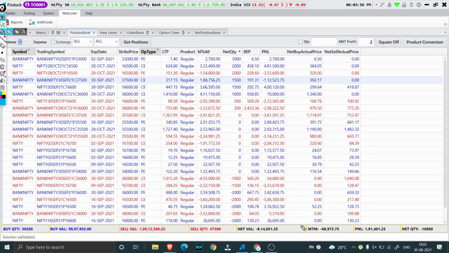So the thing is, here you can see today options overall, both Nifty as well as Banknifty put together, has given us a loss of 70,000. But that's fine because overall we still have a profit of 2 lakh, right?